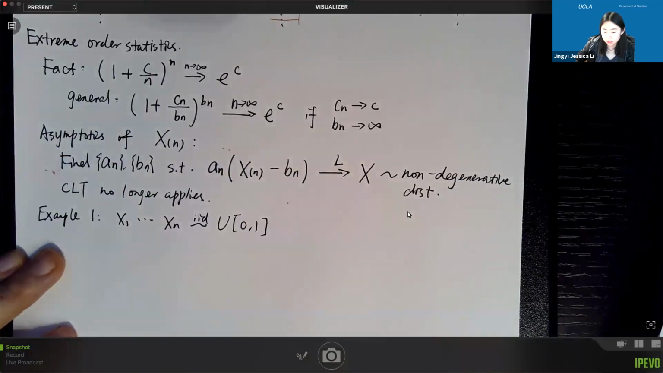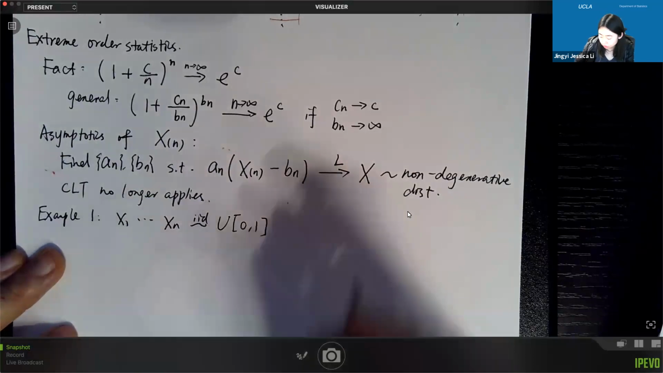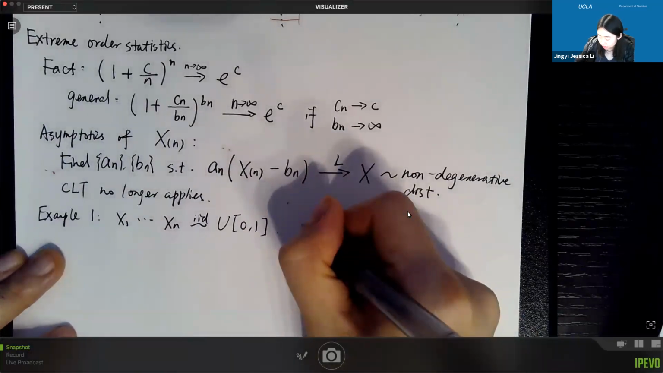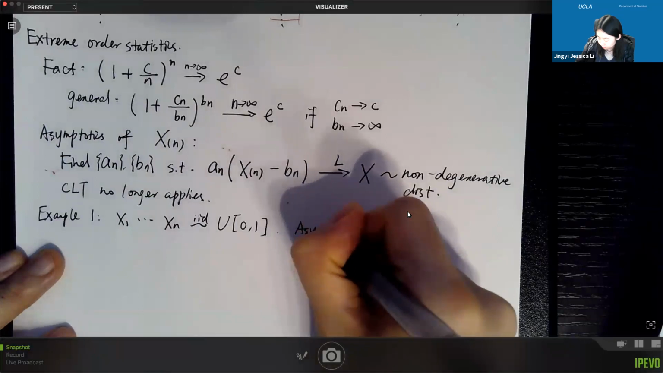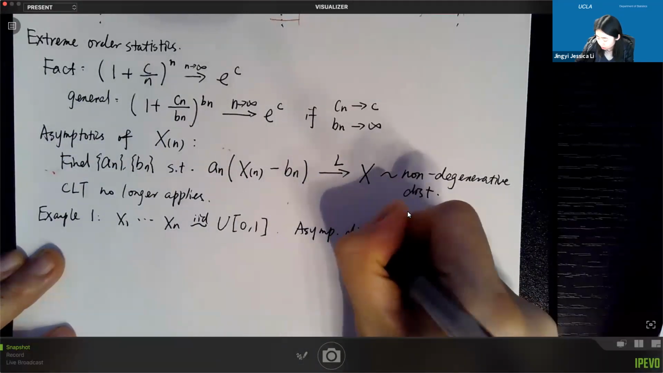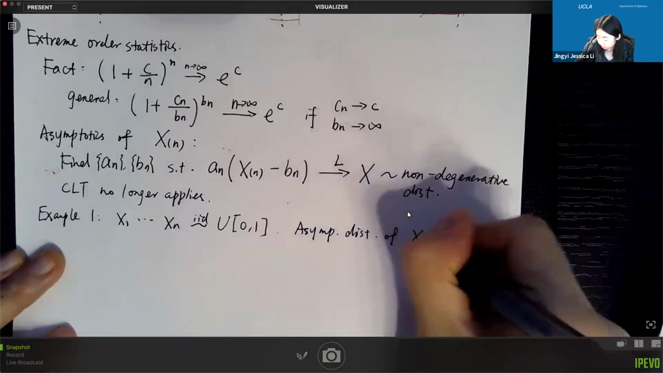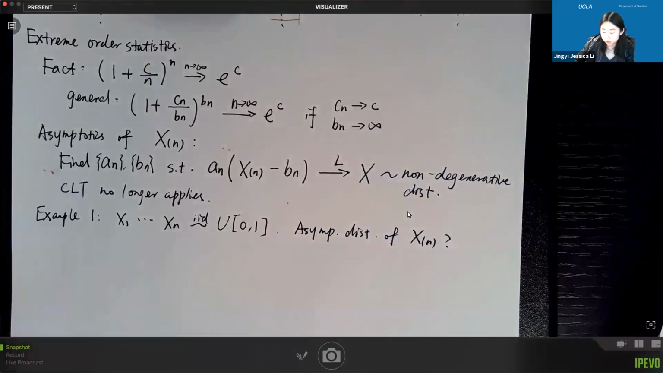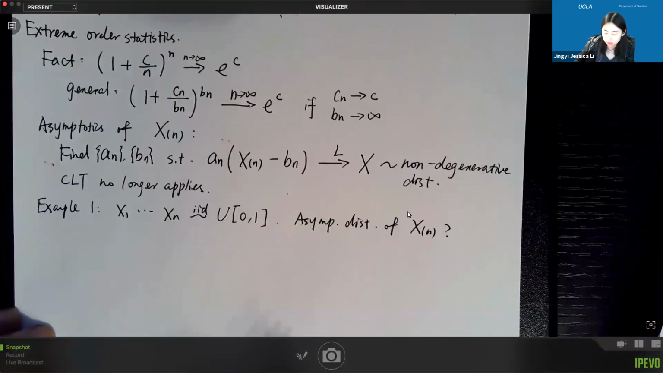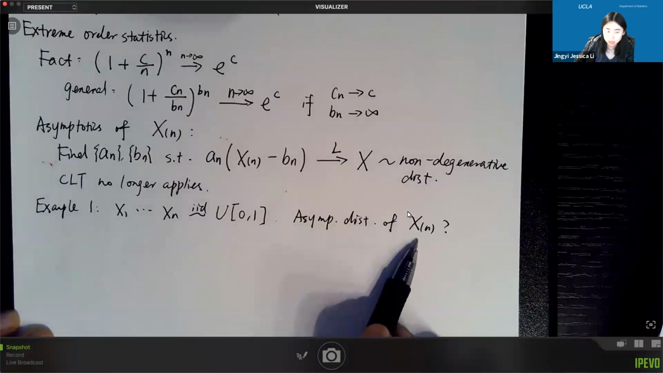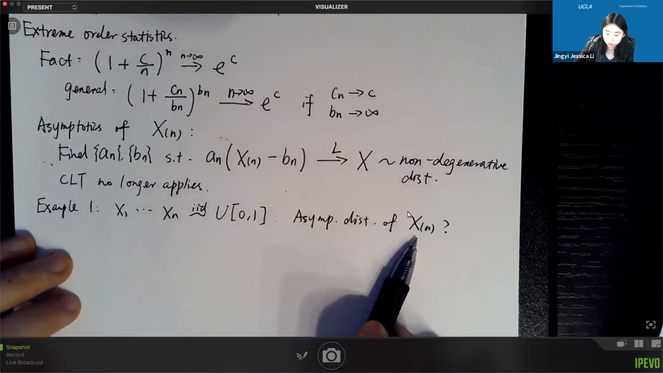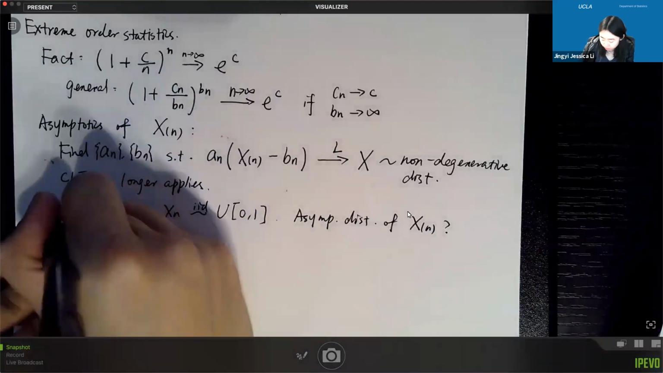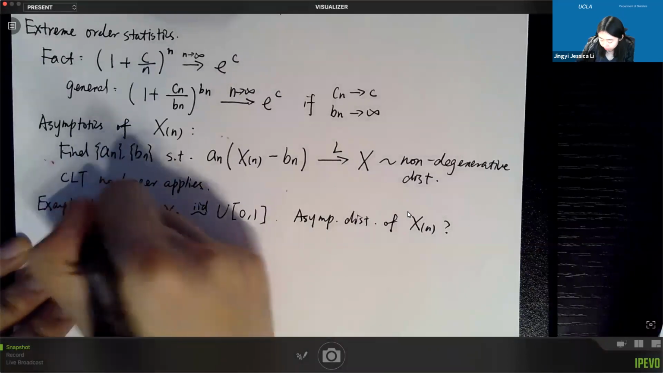Okay, that's a very special distribution. And then the question is, what is the asymptotic distribution of their maximum? So for this case, we will start from the definition of the distribution of Xn, the CDF. Okay, so we know that the maximum is a very special thing.